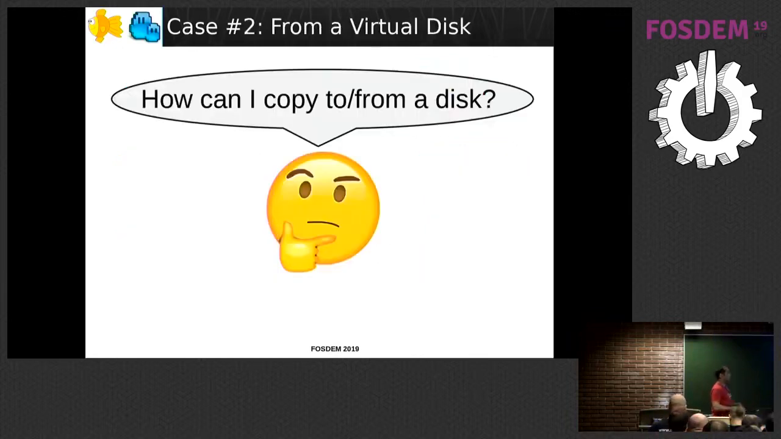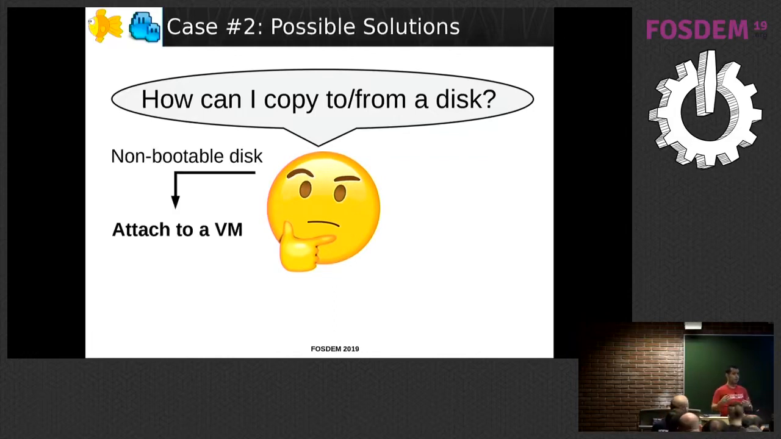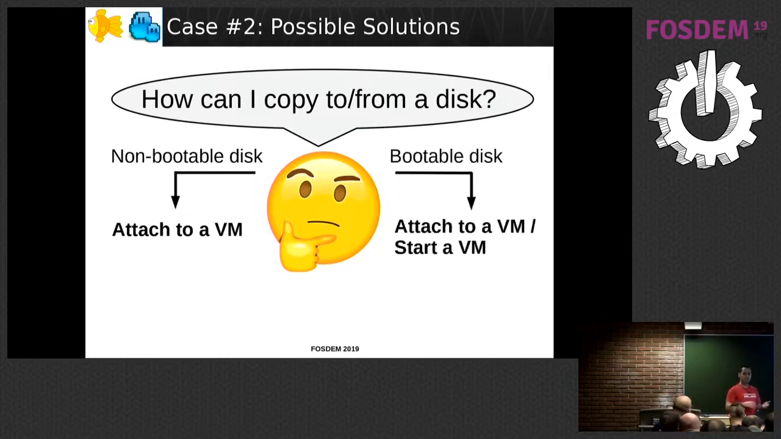And now the second case. Let's say that I have just the virtual disk, the file. What will be our options this time? If the disk is non-bootable, then we can start a virtual machine and attach the disk to that virtual machine. Then we can access its content from within the VM. If the disk is bootable, we can do the same, or we can simply boot the VM from the disk. In both cases, we need to make additional steps, and then we fall back to the previous problem of the running VM.